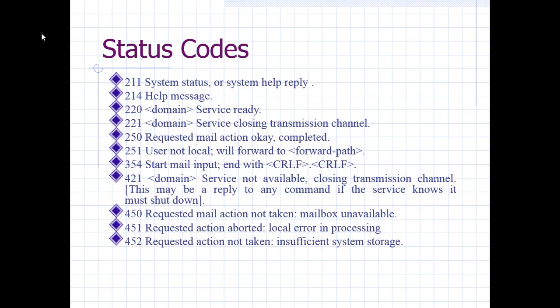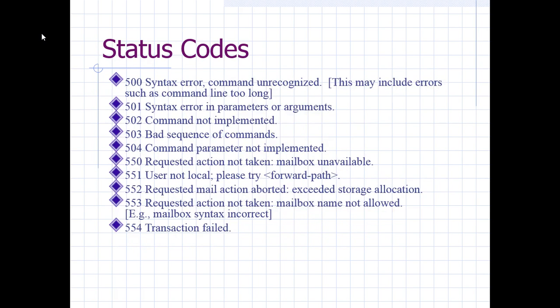And these are more status codes that you can see here. 251 is for user not local. 450 is for requested mail action not taken, mailbox unavailable. 452 is requested action not taken, insufficient system storage. 503 is for bad sequence of commands. 551 is user not local again.